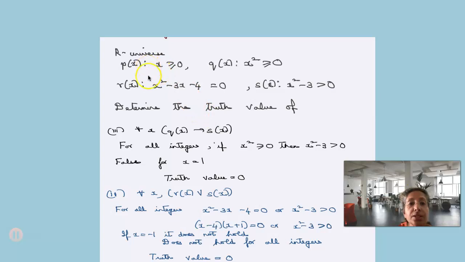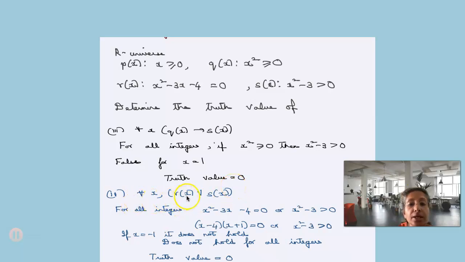Okay, the next question, we have the same question, for all x, Qx implies Sx. That means for all integers, if x squared is greater than or equal to 0, then x squared minus 3 is greater than 0. This is false because if x equals 1, 1 minus 3 is not greater than 0. So the truth value is 0.